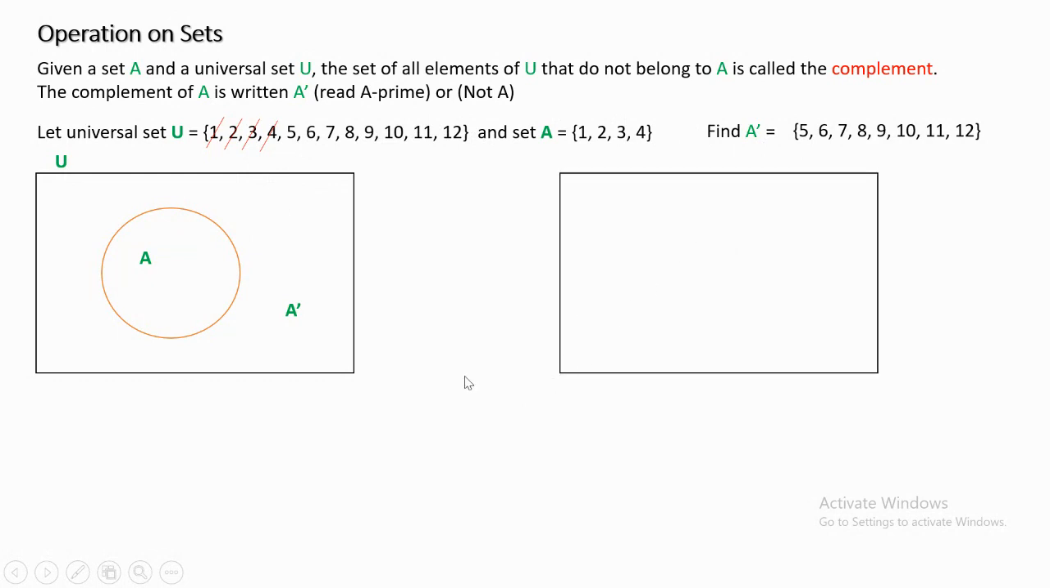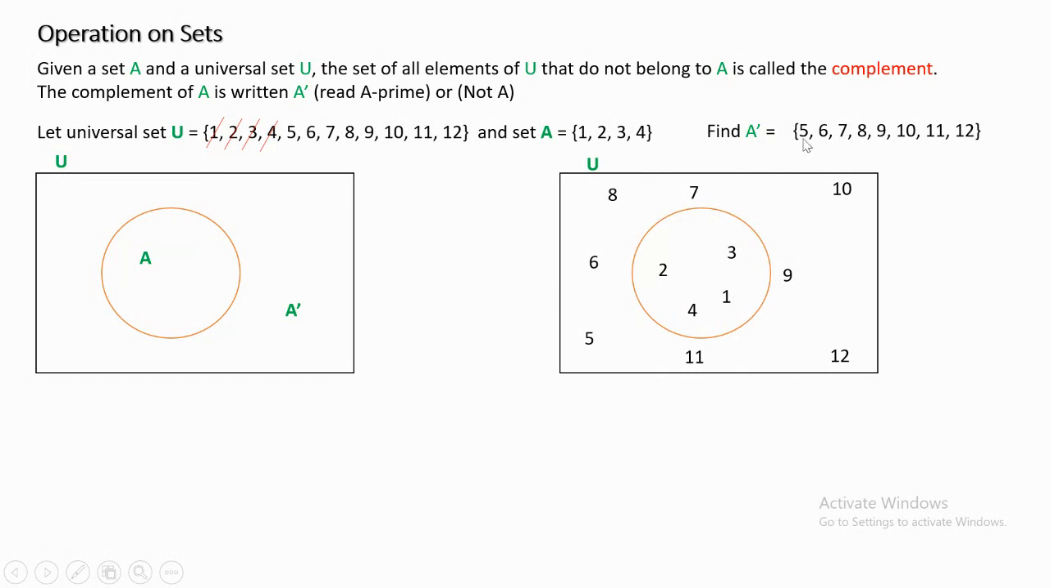Now let's do it in a Venn diagram. The universal set U has all the elements from 1 through 12. So first, let's find set A. Set A was 1, 2, 3, and 4. So then not A means 5, 6, 7, 8, 9, 10, 11, 12 will be on the outside of the circle that represents A.